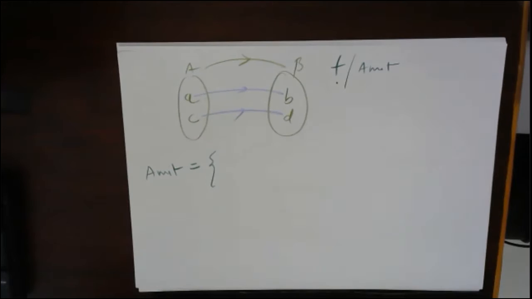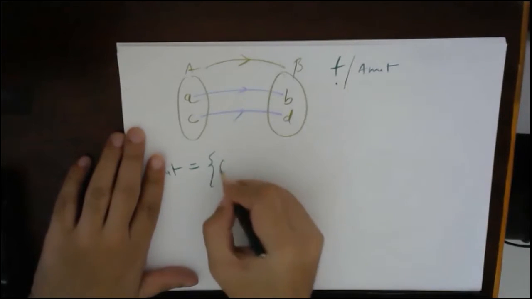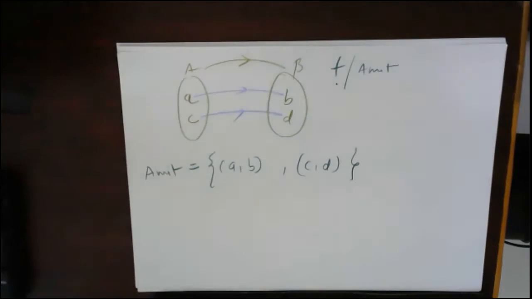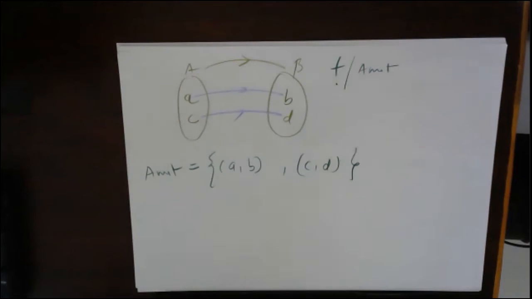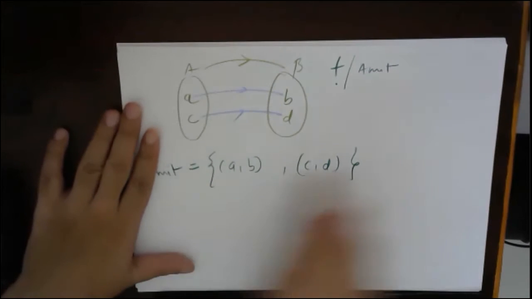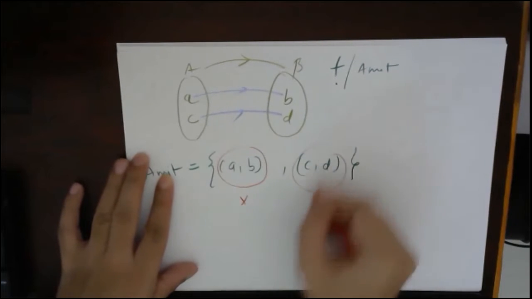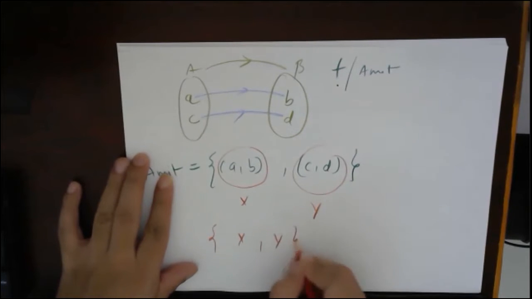Just understand this. Okay, so what I will do, I will write this in a very simple and compact way: A comma B and C comma D. Arey sir, what is this? This is a very easy way, but we have to understand what I have written. Okay, so this is a relation. Now see, if I take this as X and this as Y, this will become X comma Y.